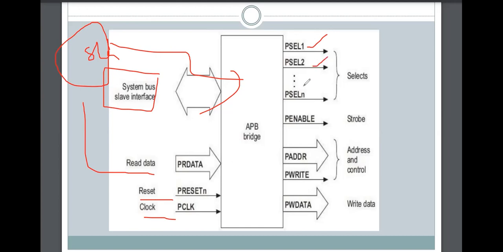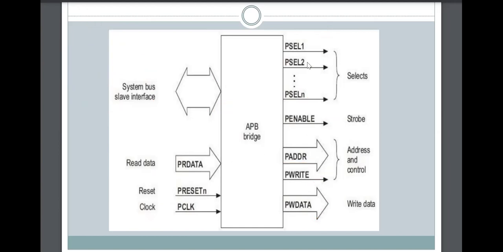These are select one, select two, select three, the selection lines for the slave, and the strobe signal. This is for P enable. Enable means once the signal is enabled, then only can we transmit the data. Okay, and address, you know what that means, and P write is nothing but a controller signal, either write operation or read operation, and P write data: we are writing the data into the slave.